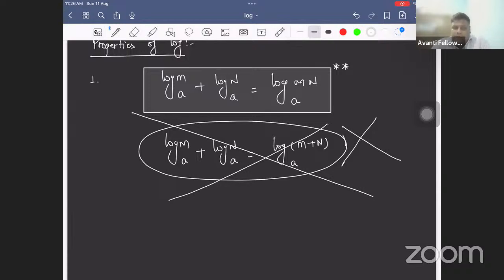It is an operator. It is with m, it will remain with m. Either directly take log m common or do not take anything common. But this is a very frequent mistake students do. So log m base a plus log n base a is log m into n base a. Very important.